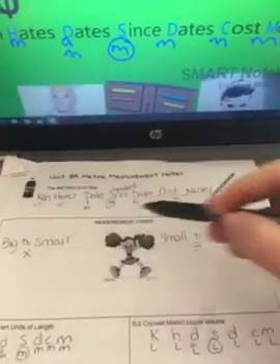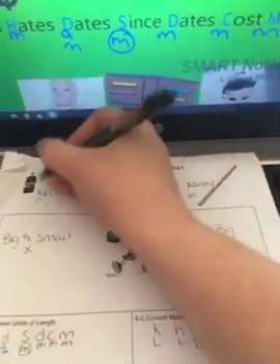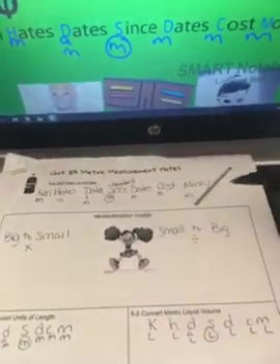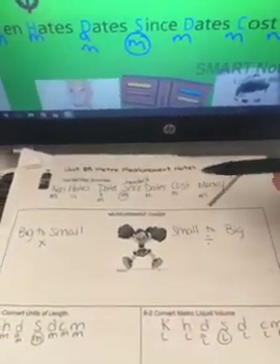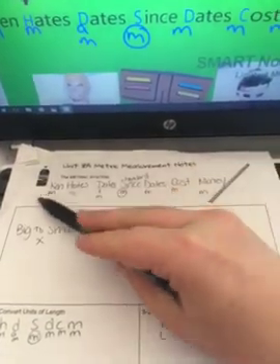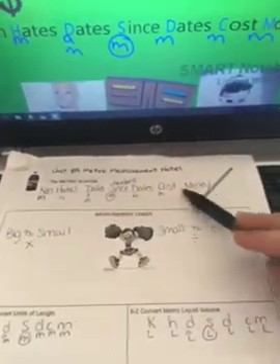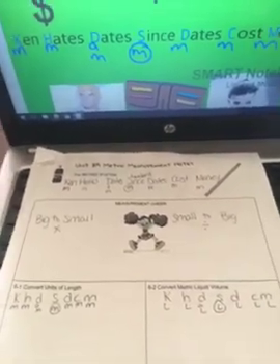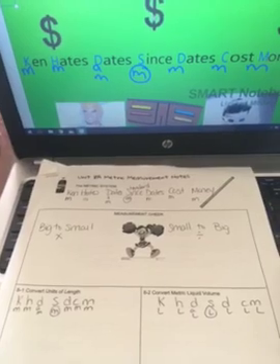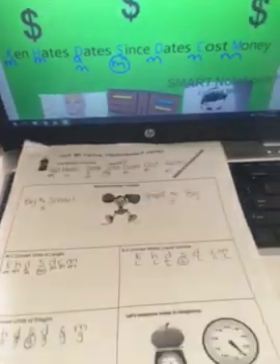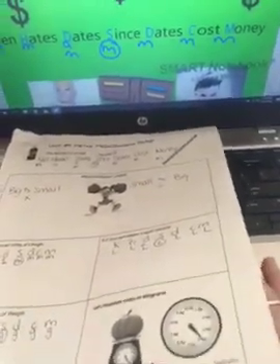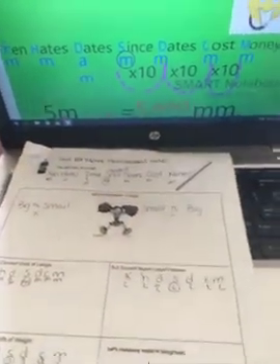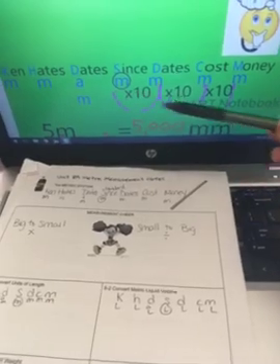This little mnemonic device is going to help us remember the order from the largest unit of measurement all the way down to the smallest unit of measurement. In this case, we're doing kilometers, and the smallest unit of measurement is millimeters. In order to convert from one to the next, you're going to be using powers of 10.